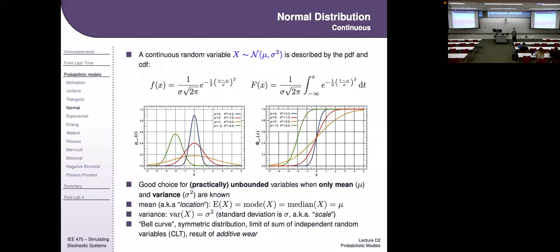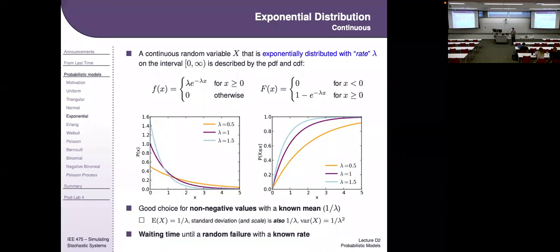All right, any questions about the things I mentioned here about the normal? So mean and variance are given. It's a good one for the normal, just be careful about negative numbers. And it's good for additive processes. All right, questions online about any of this? Okay.